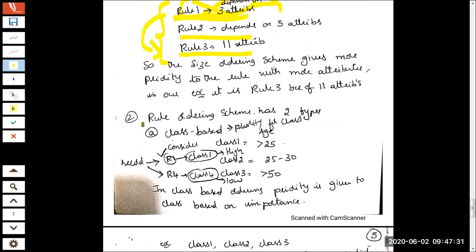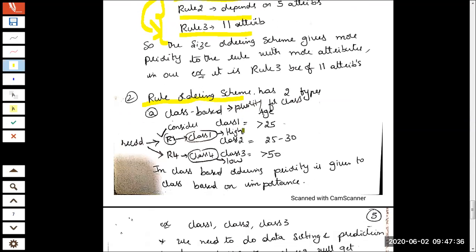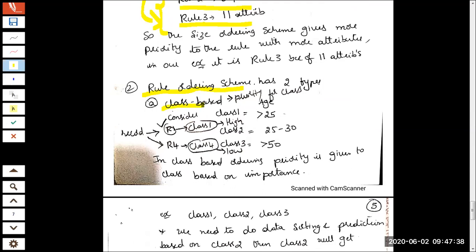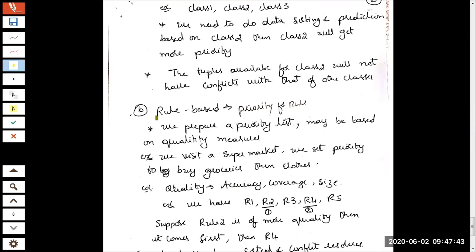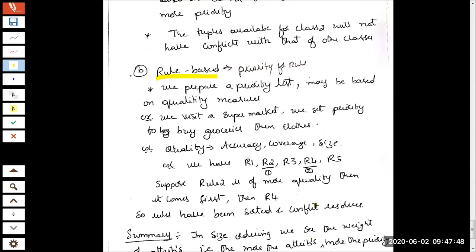Next, we have a few more ways of doing it, as I already told you. So rule ordering schemes: class-based and rule-based priority. Rule-based we already saw, it is repeating once again here. What is rule-based? Among the available rules, for example, I have written here R1 to R5. I declare that R1, R2 have high priority, R4 has low priority. This is high, this is low. How it is done, we know the complete story, so I'll not repeat it once again.